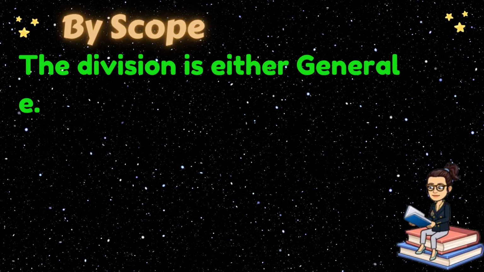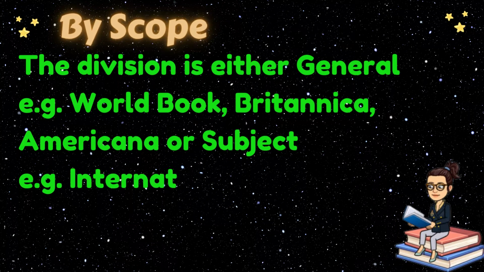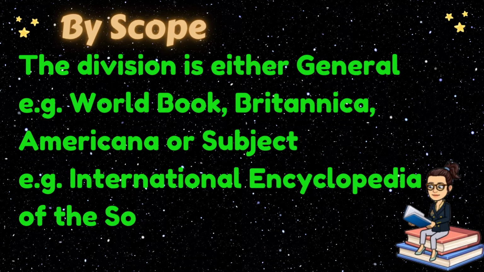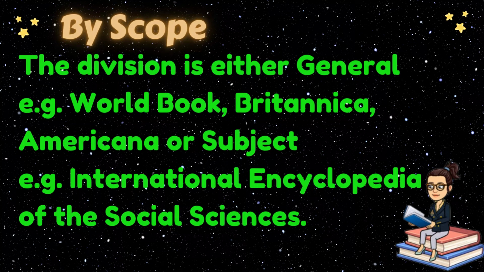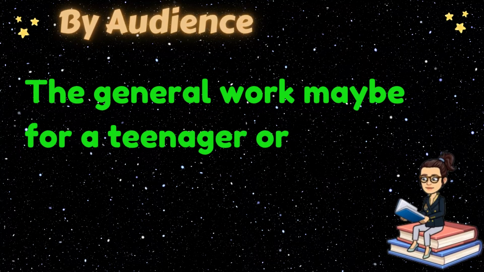And in by scope, the division is either general, examples are World Book, Britannica, Americana, or subject, like the International Encyclopedia of the Social Sciences. And lastly, by audience, these are the general works, maybe for a teenager or a layperson.